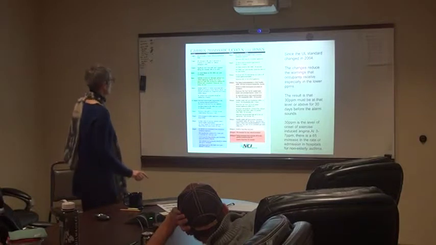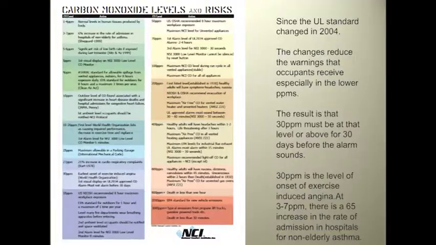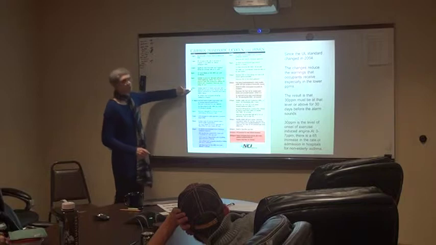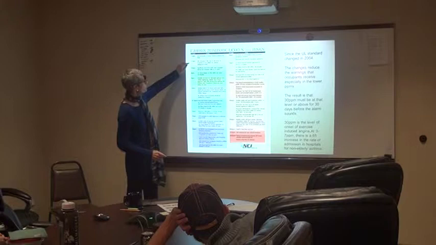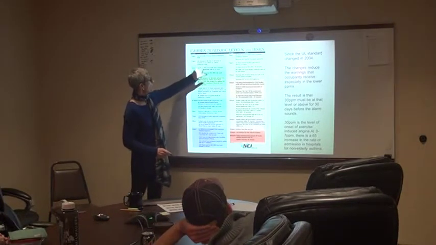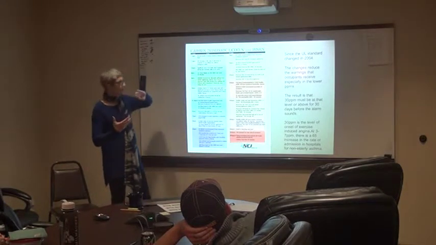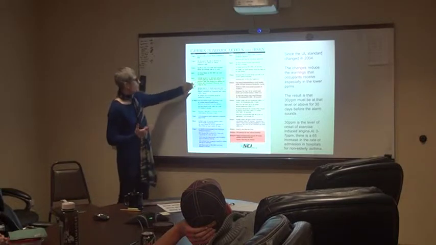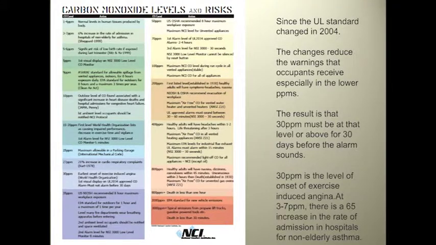Okay, so let's talk about this, and then we'll go back and see if we missed anything. So here are some of the levels. If you smoke, you have a level of about this all the time. But otherwise, 3 to 7, you have a 6% increase in hospital admissions for non-elderly for asthma. So it's affecting asthma and other kinds of issues. But the ASHRAE standard, this is indoors for 8 hours, and this is for the workplace only. There isn't one for residential.